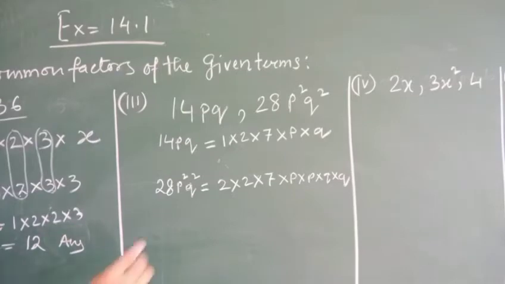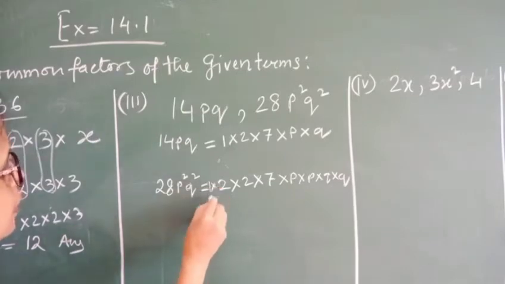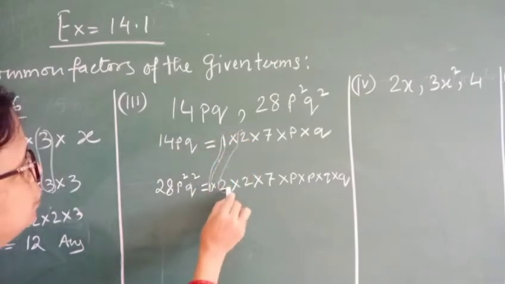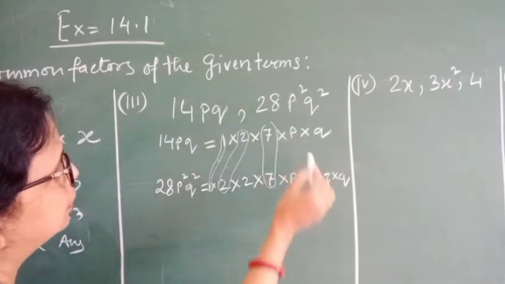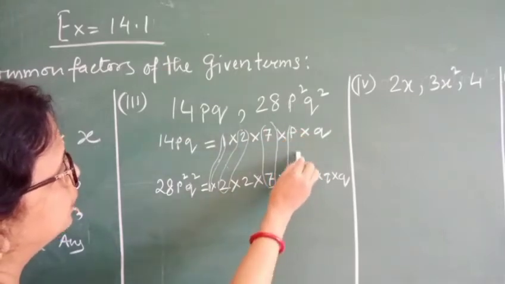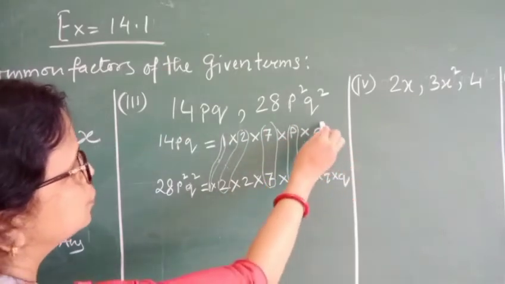Now what are the common factors? Oh, I have not written 1 here, right? Now 1 is always there, so 1, 2 and 7. P you can take 1 time, q also you can take 1 time.